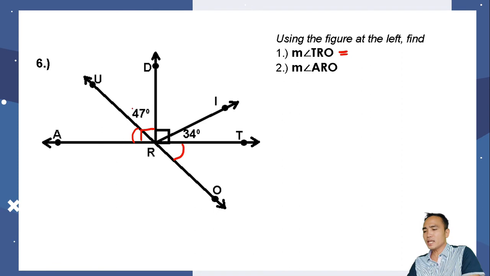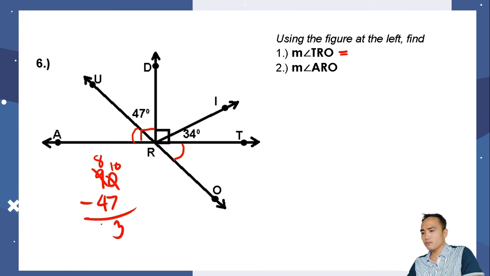So we have already 47. So to get the value of this missing angle, just subtract 90 and 47. Okay. So 10 minus 7 is 3, and 8 minus 4 is 4. So the value of this angle is 43 degrees. Okay, so we have here vertical angles, and we know that vertical angles are equal. So if the value of angle ARU is 43, therefore the value of angle TRO is also 43 degrees.